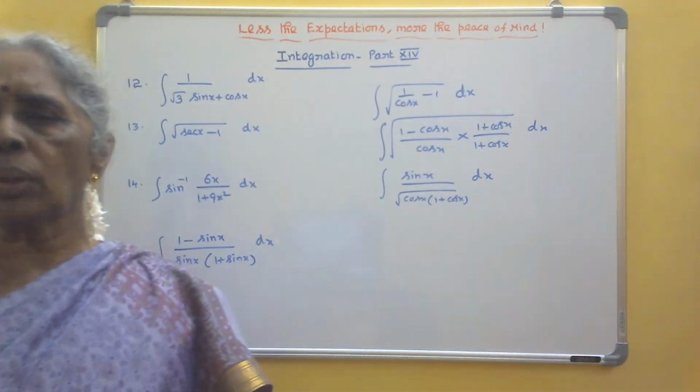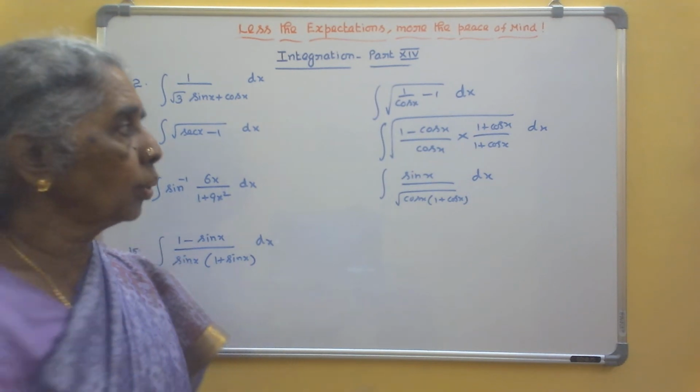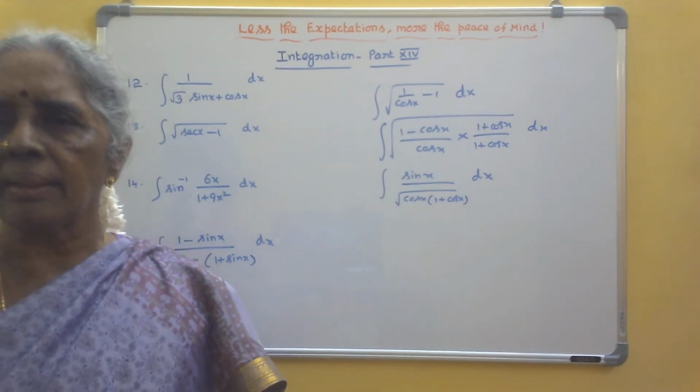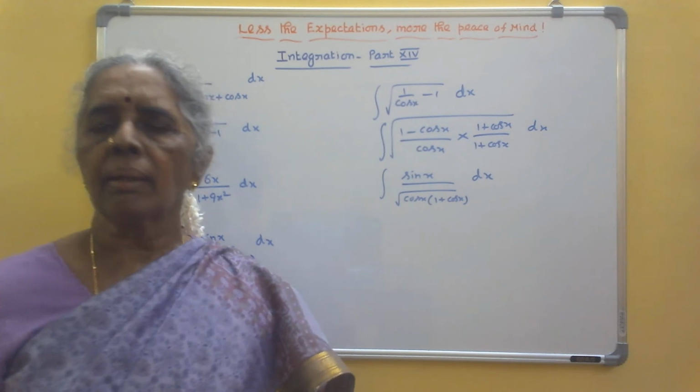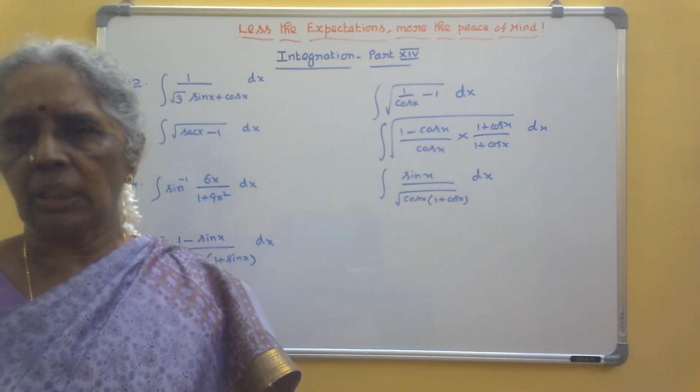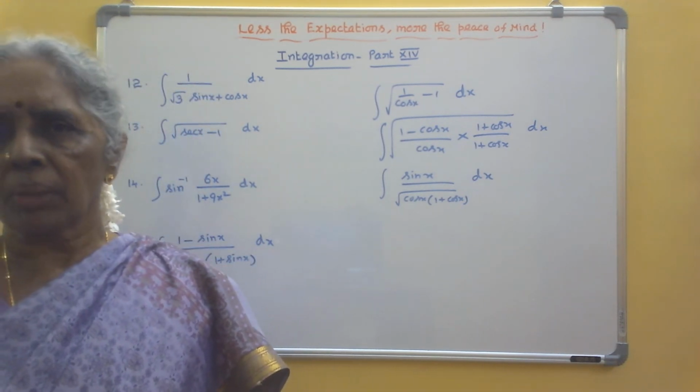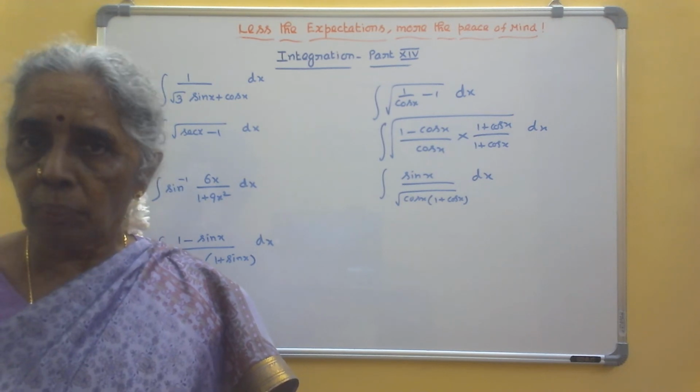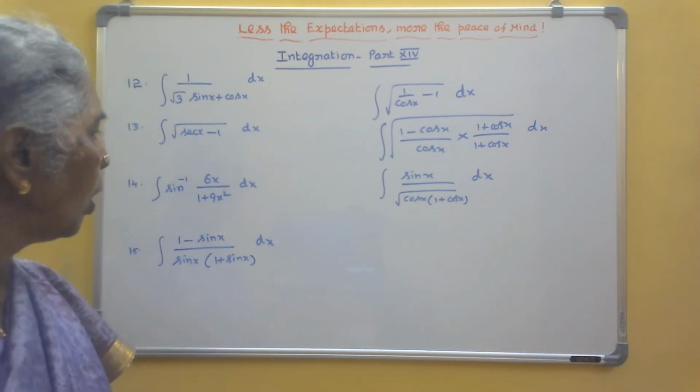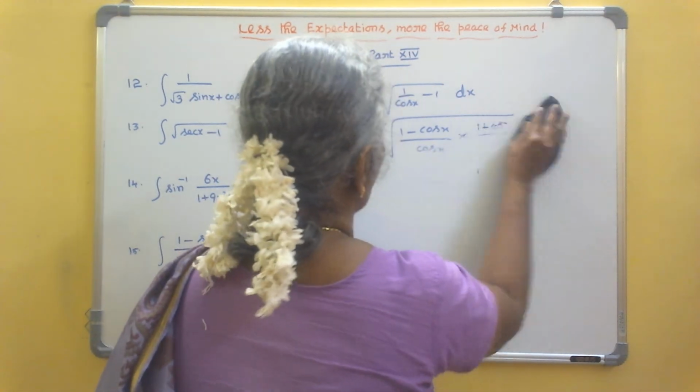Now you substitute cos x is equal to t. So the numerator will become minus dt. Then you can apply the completing the square method for the denominator. Is this sum clear to you? Then let me move on to sum number 14.